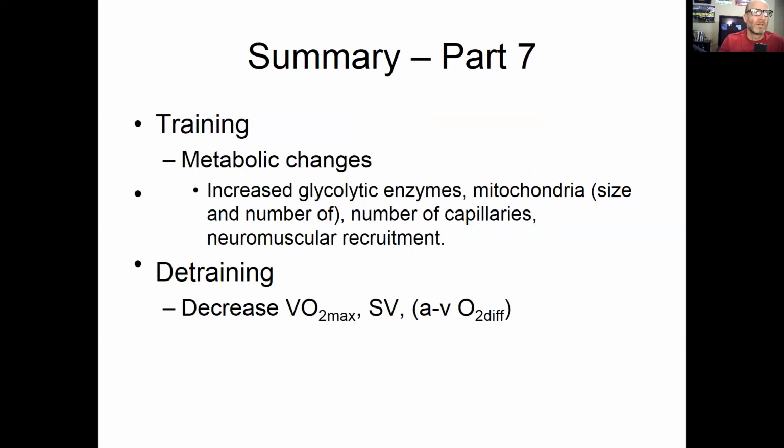All right, so summary of part 7, training. There are metabolic changes that are rather obvious. Detraining, decreases in VO2 max are initially due to changes in stroke volume. Long-term, more changes in AVO2 difference. And again, the whole point of setting up a training program is to maximize the metabolic changes while minimizing the risk of injury to a person.